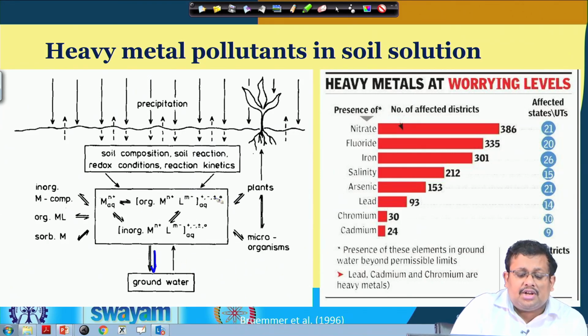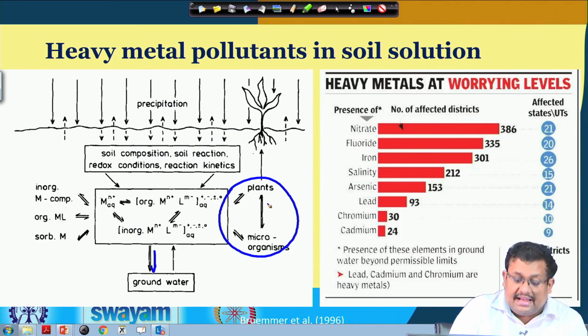After different types of fates of these positively charged heavy metal cations, they can be either uptaken by the plants, or they can be immobilized, or they can be uptaken by different microorganisms. So, you can see there is an interaction going on between these microorganisms, heavy metals as well as the plants. So, this way the heavy metals can be uptaken by plants and microorganisms.